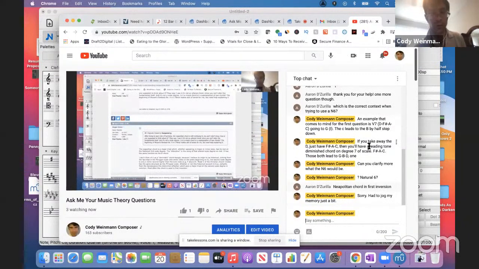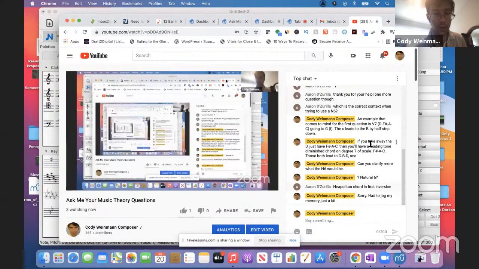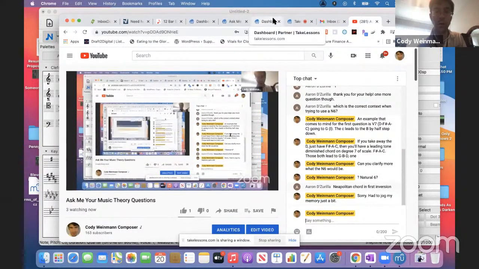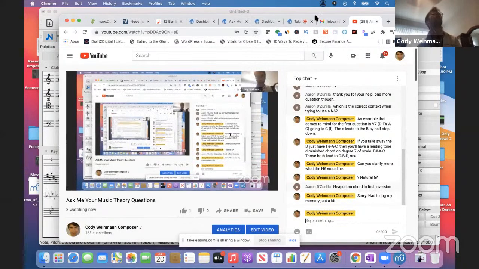So the Neapolitan chord, it's a major chord in which these things are flatted. Let's see. At 4. I can come out.